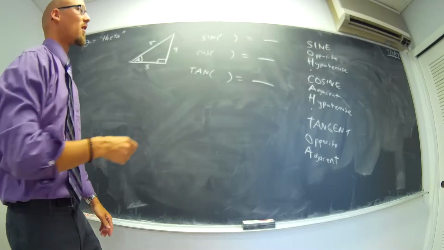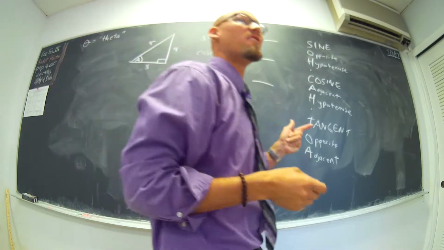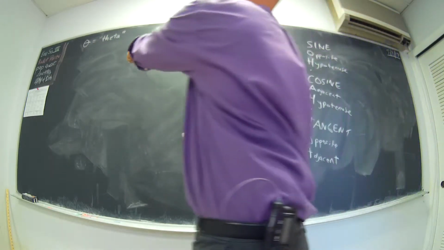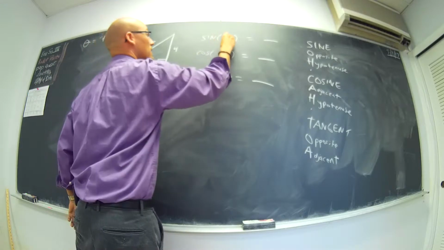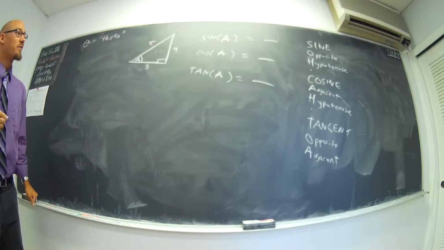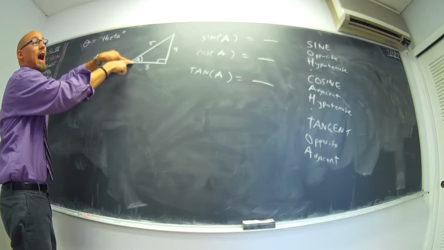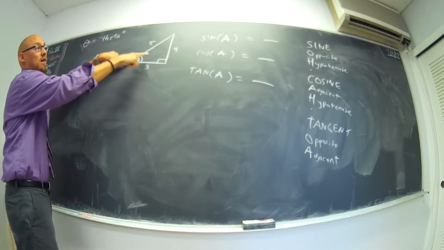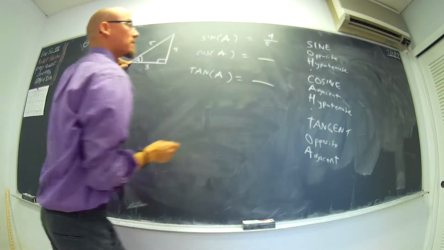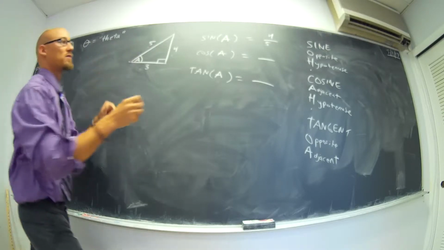Anyway, what are we going to take the sine, cosine, tangent of? A, because that's the angle. You better put an angle in there. So the sine of A, remember, we stand in this corner, and the sine is the opposite over hypotenuse. 4/5. The cosine is adjacent over hypotenuse. 3/5.